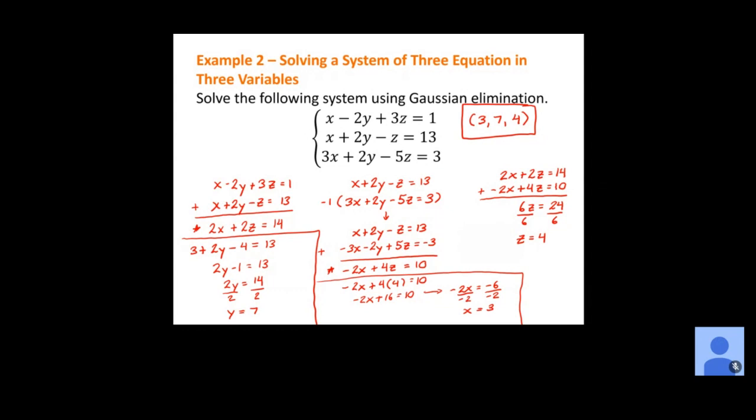The main mistake I see people make is they eliminate one variable on the first step, and then they eliminate a different variable on that second step, and it's not going to work, right? So just make sure that when you pick a pair of equations and eliminate a variable, you choose a different pair of equations, but eliminate the same variable that you did the first time.